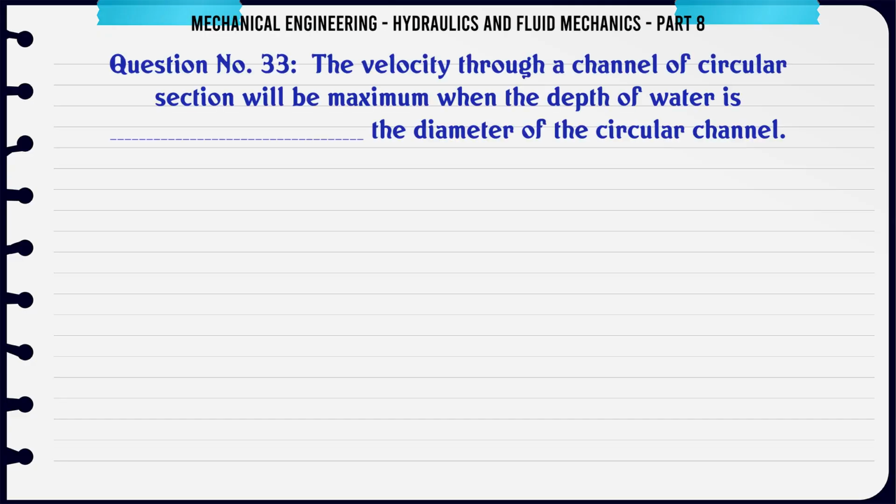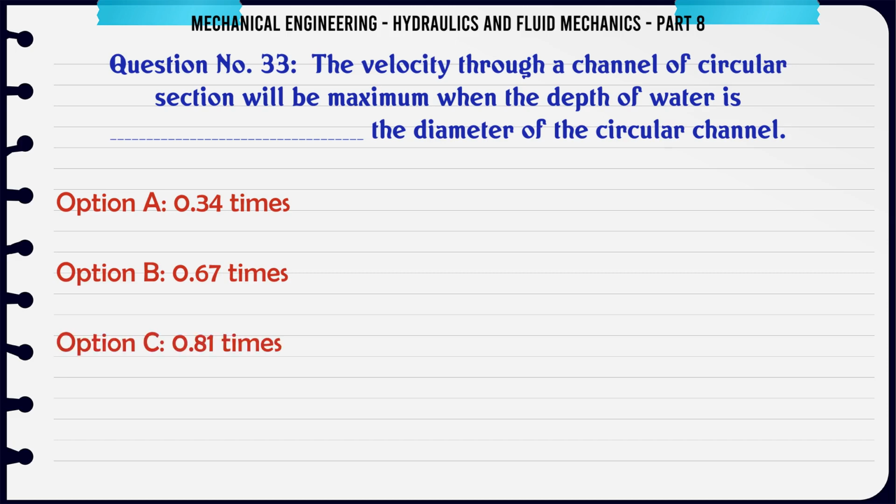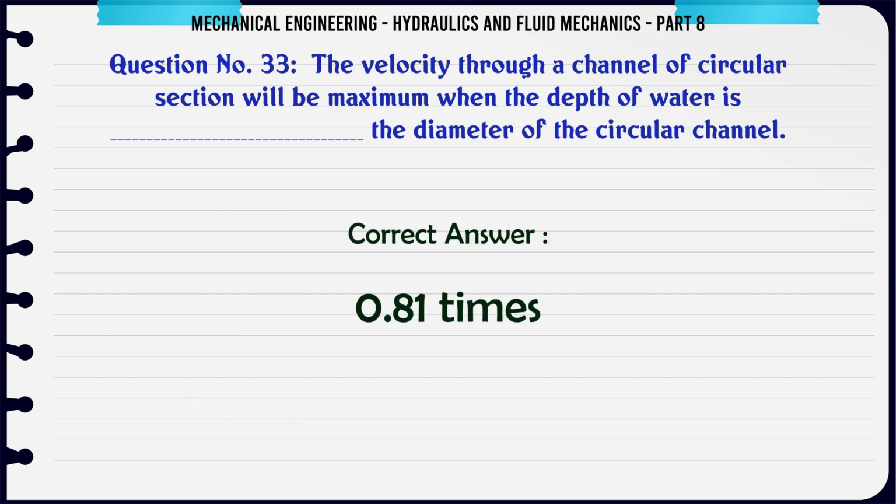The velocity through a channel of circular section will be maximum when the depth of water is the diameter of the circular channel. A. 0.34 times. B. 0.67 times. C. 0.81 times. D. 0.95 times. The correct answer is 0.81 times.